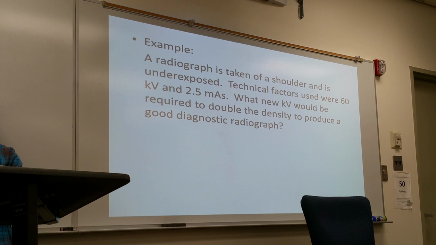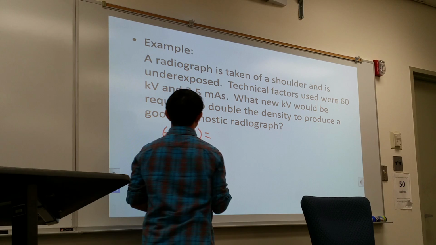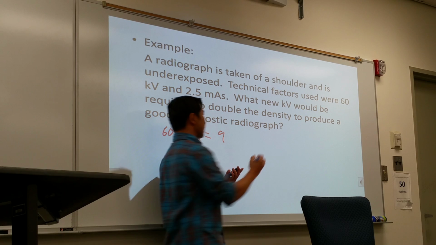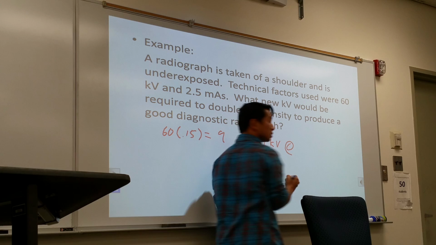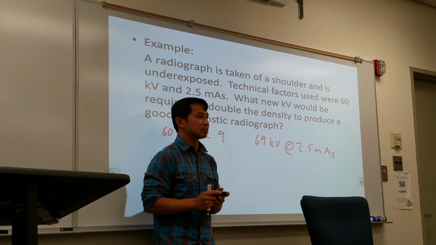To double density, we could change mass, right? From 2.5 to what? 5. But the question doesn't want us to change mass. It wants us to change kV. So we're going to use the 15% rule. Original kV selection 60, 60 times 0.15, which is 9. So our new technique will be 69 kV at 2.5 mAs. Very simple, straightforward. Any questions?